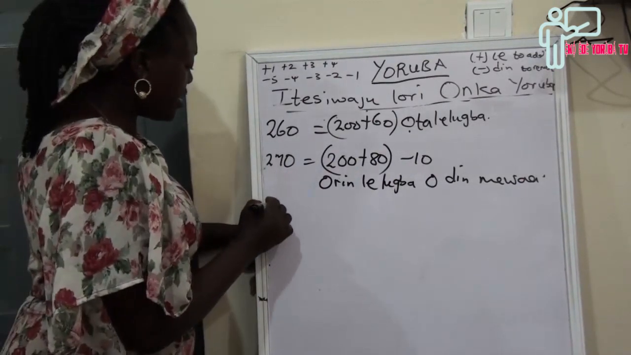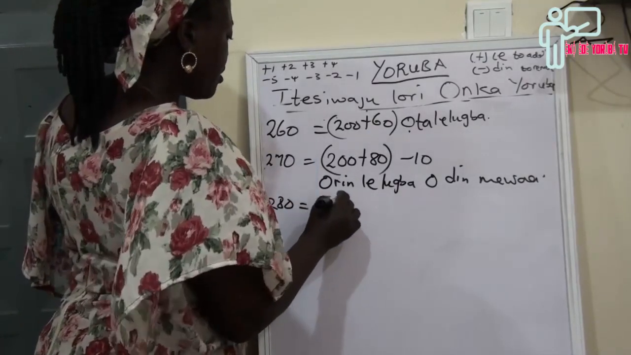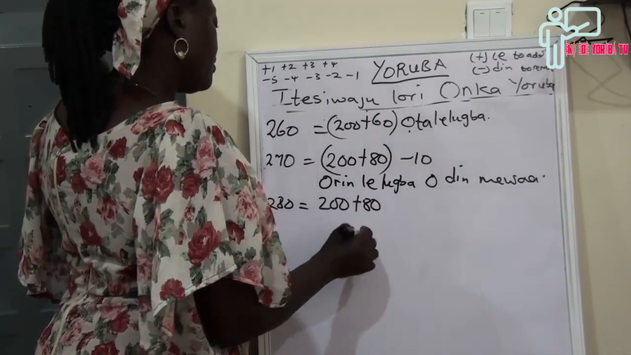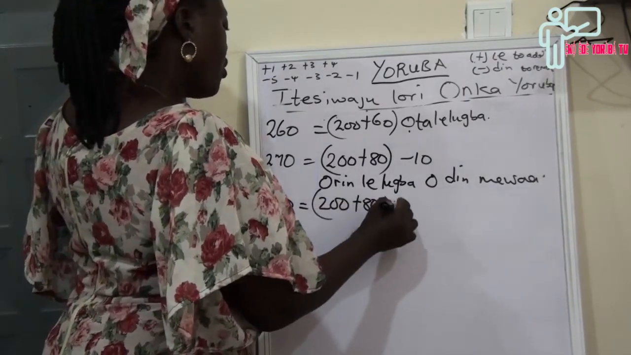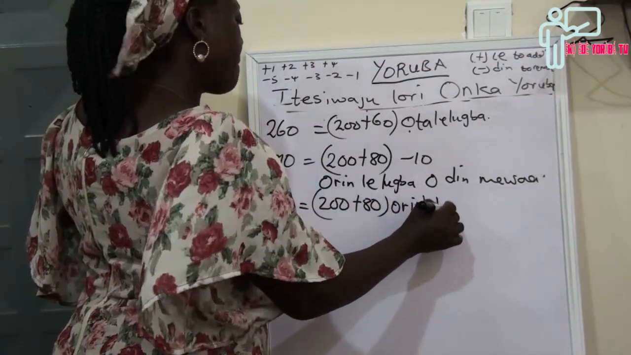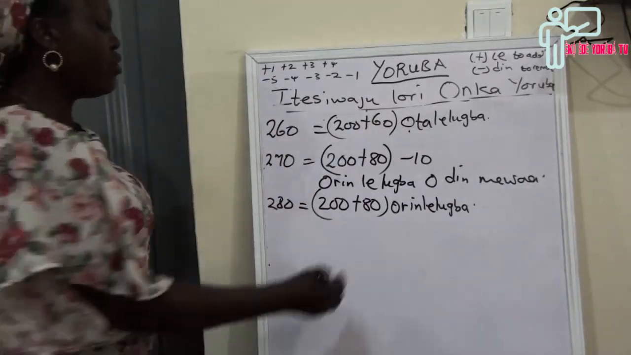Now 280 will be 200 plus 80. That is ọ̀rìnlélúgba.